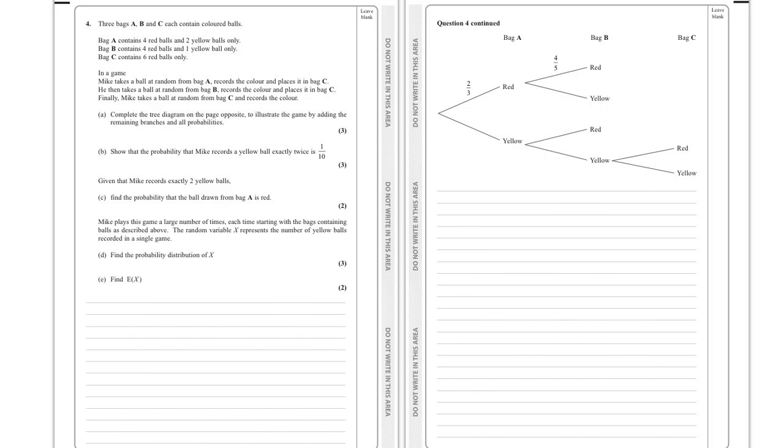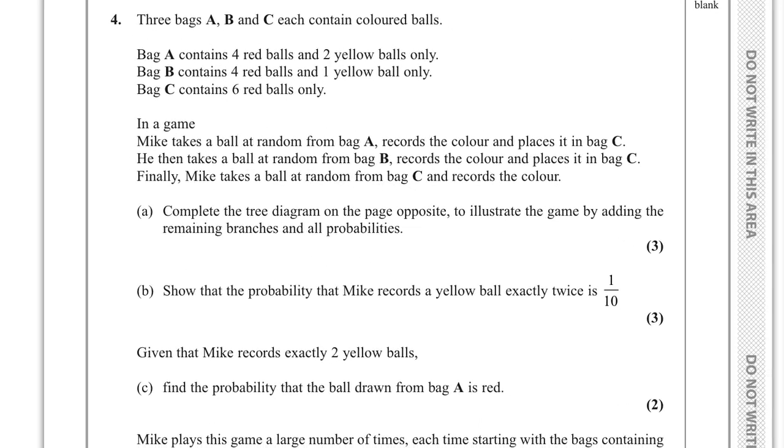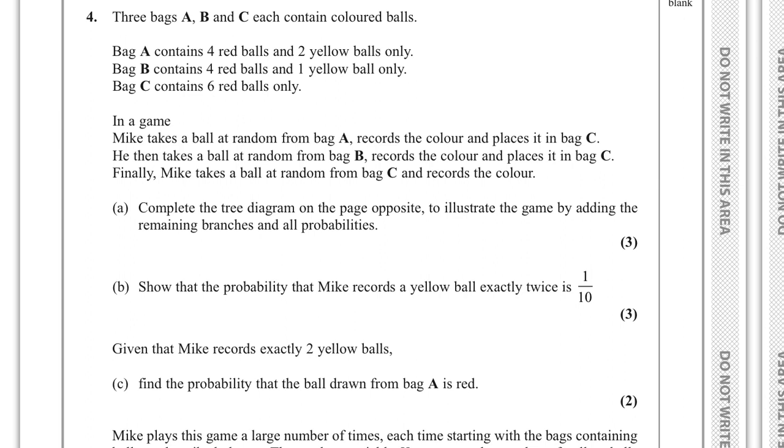Okay, question 4. So, 3 bags, A, B, and C, each contain coloured balls. Bag A contains 4 red balls and 2 yellow balls only. Bag B contains 4 red balls and 1 yellow ball only. Bag C contains 6 red balls only.